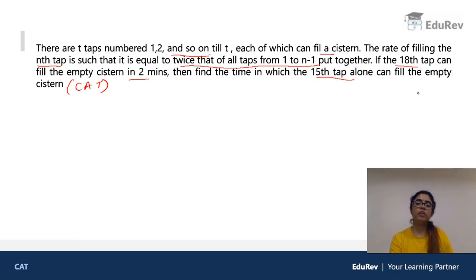Now, first of all, to understand the question, it takes a bit of time. See, understand what they are trying to say. Let's say I have tap number 1.